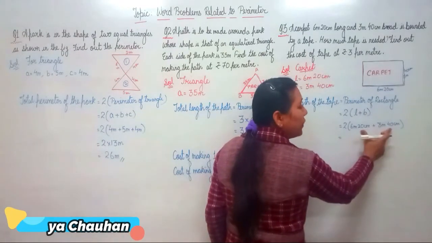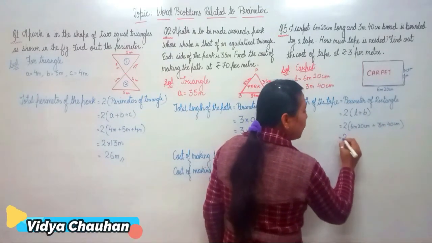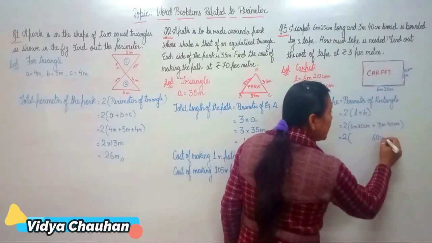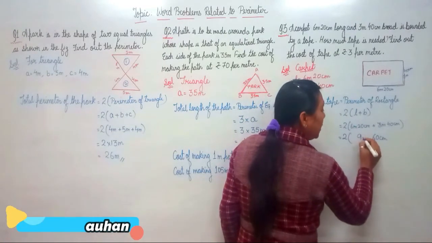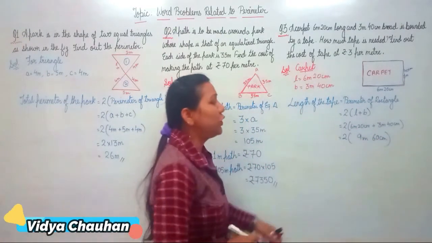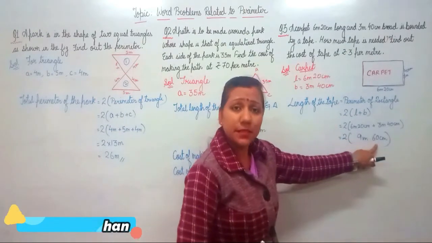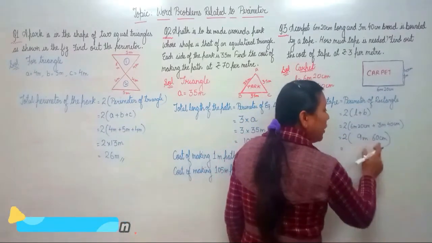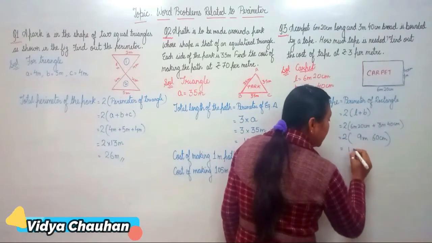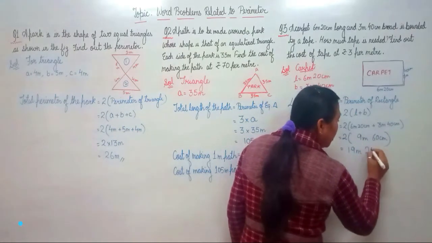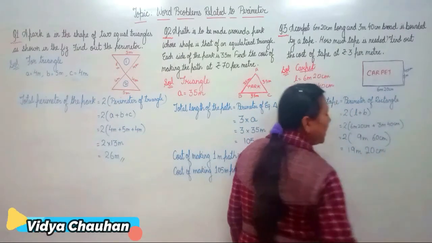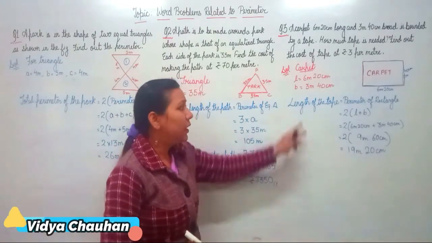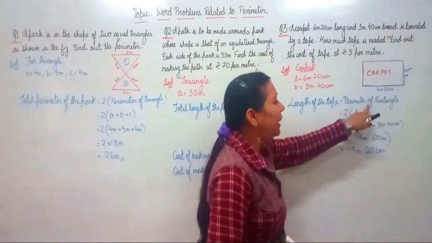In the next step, we will be adding these two values. What will be our answer? 40 plus 20 is 60 centimeter and 6 plus 3 is 9 meter. So adding the two values, we get 9 meter 60 centimeter. In the next step, we will multiply the value. When you multiply this value, you will get 19 meter and 20 centimeter. So this is the total length of the tape required to bound the carpet all around.